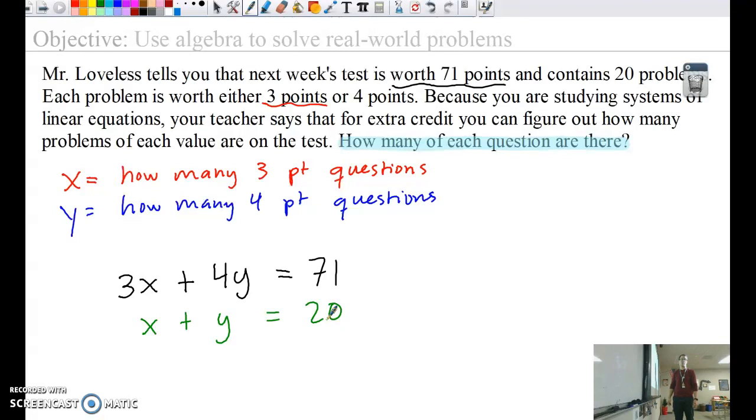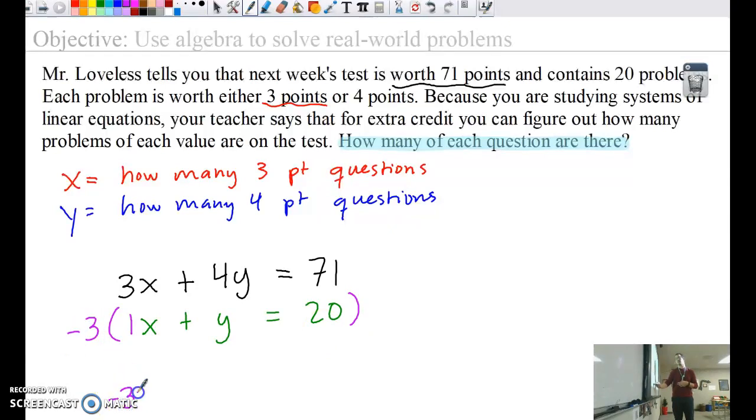Okay, those are my two equations. Now I need to solve this for X and Y to find out how many there are. Now they're stacked really nicely like this, so it might be good to use elimination. I want to eliminate the X variable. You could eliminate the Y if you'd like, but I'm going to eliminate X. I want the X's to be opposite. Right now, this X has a 1 on it. So I'm going to multiply this equation so it's the opposite of positive 3. So I'll multiply by negative 3.